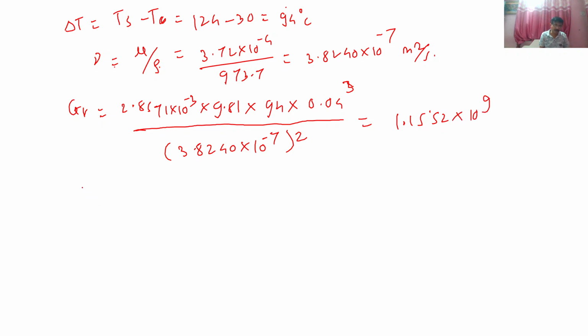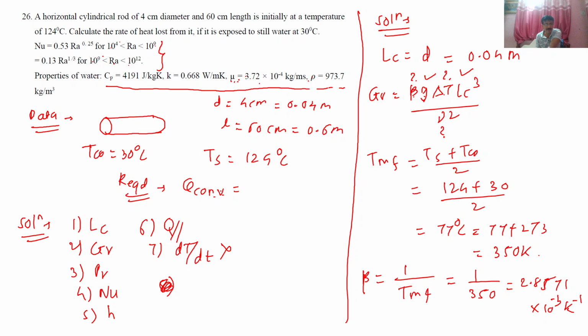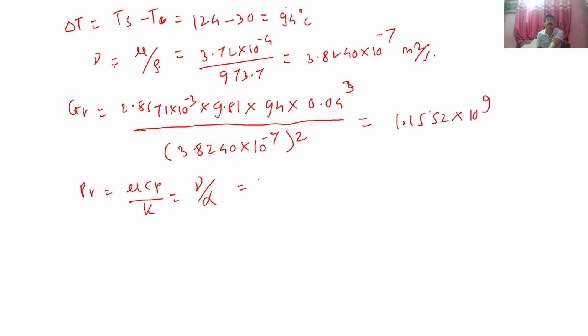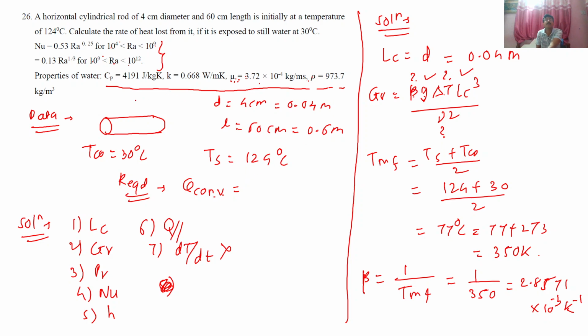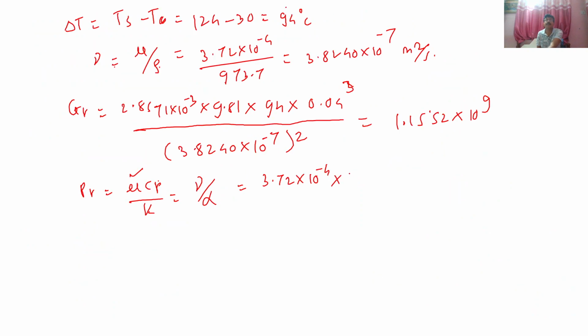Now the next step is the Prandtl number. Prandtl number is calculated by two formulae, mu Cp by K and nu by alpha. First check whether it is given or not. Okay, Prandtl number is not mentioned in the properties, so you need to calculate. Mu is given, so the first formula you are going to use: mu 3.72 into 10 raised to minus 4. This becomes mu. What is Cp? Cp is given as 4191. It is already in joule, so put it as it is.